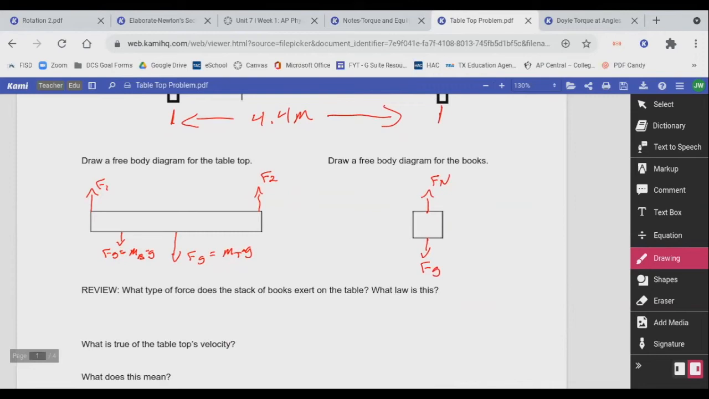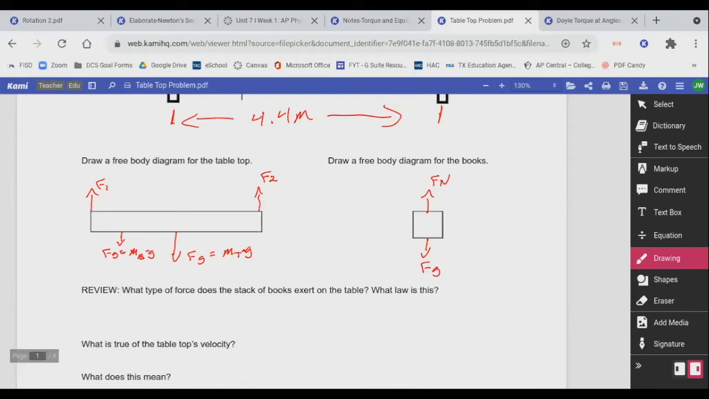Now it says, what law is this? In my answer, I put the books exert mg on the table or force of gravity. It is equal in magnitude and opposite in direction, Newton's third law, of the force the table exerts on the books. So there is a Newton's third: the books are pushing down, and so the tabletop pushes up. And that's what we see in the second free body diagram. When it says, what law is this, it's just asking us to recall Newton's third law.